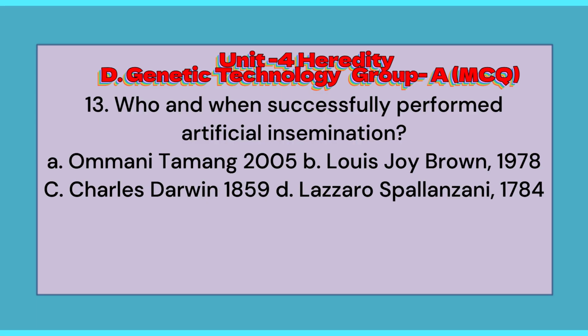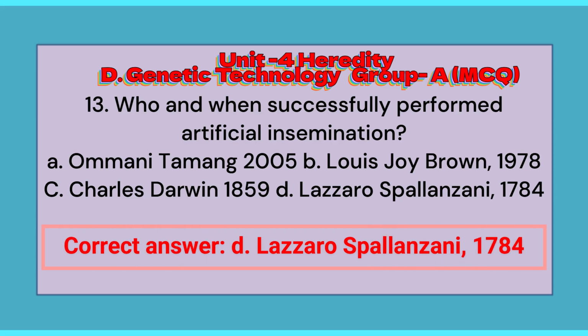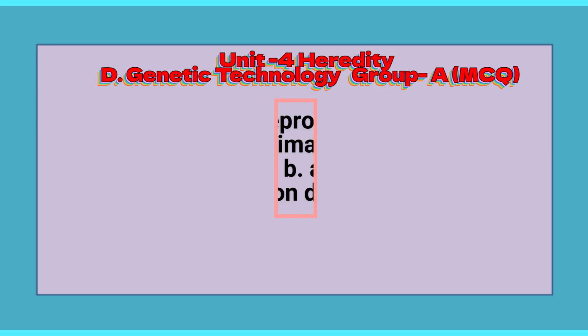13. Who and when successfully performed artificial insemination? A. Omani Tamam, 2005. B. Louise Joy Brown, 1978. C. Charles Darwin, 1859. D. Lazzaro Spallanzani, 1784. Correct answer: D. Lazzaro Spallanzani, 1784.